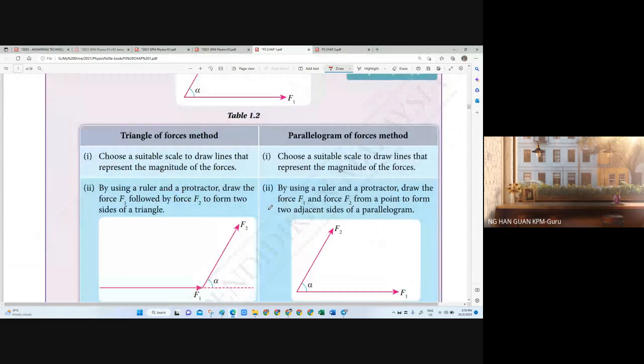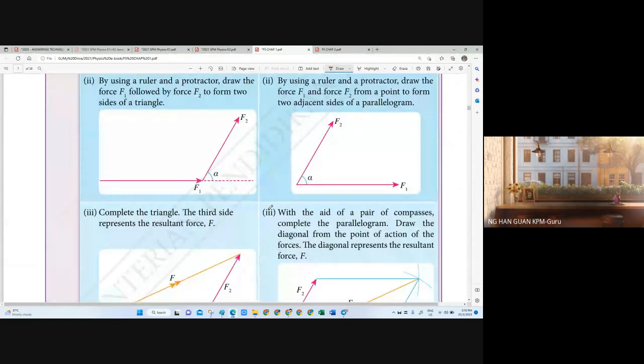For the triangle of forces method, you just need to remember we start from one point. We start from one point in our drawing. From this point, we can choose any force in the question itself as the starting first force. All right. You don't necessarily must follow the labeling F1, F2, F3. You can choose any one as the first force you're going to draw. Normally, we will choose either horizontal or vertical. Okay, it will be easier for us to draw it as a first force.